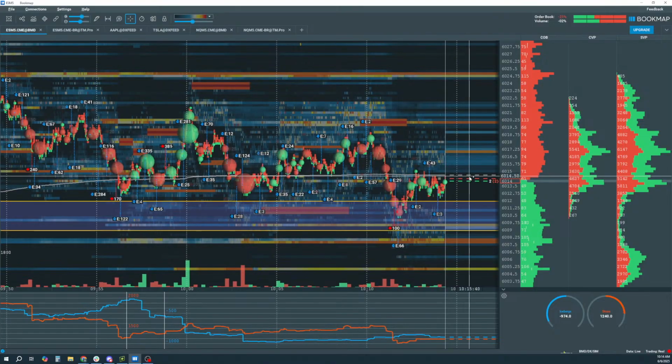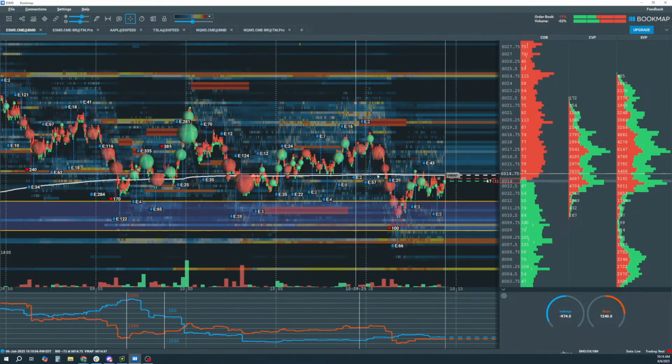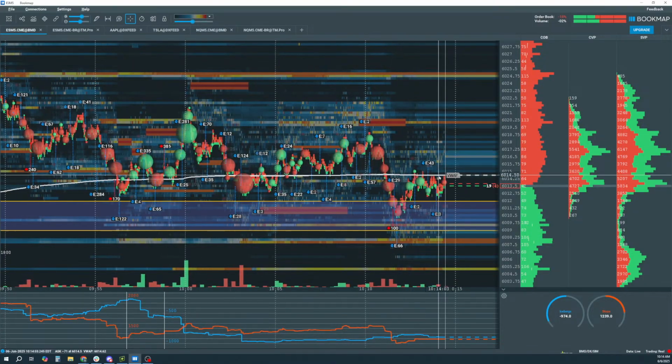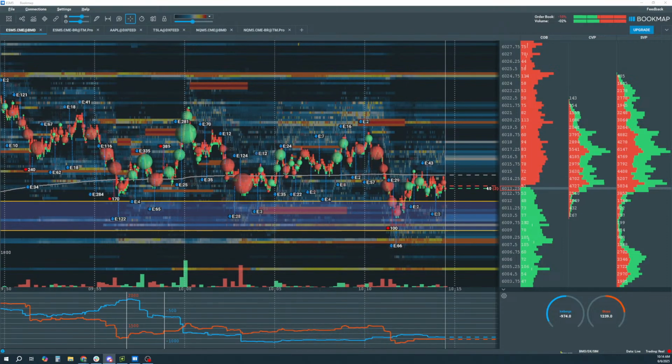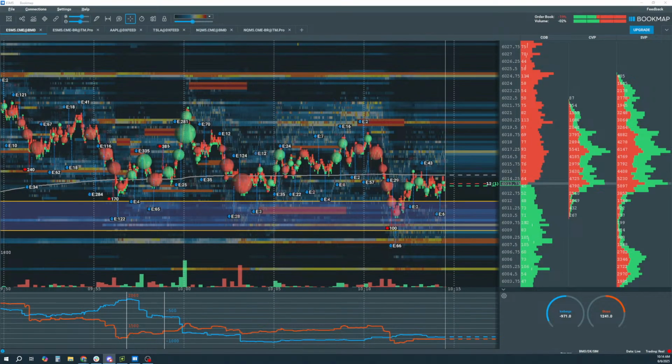All right, so we also have VWAP right here. It's below it. It's kind of testing back up to it, and not really seeing too much at the moment.